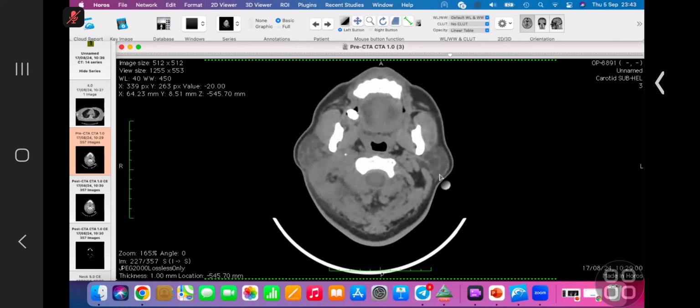So I would like to refer this case for head and neck surgery and arrange for biopsy for this lesion.